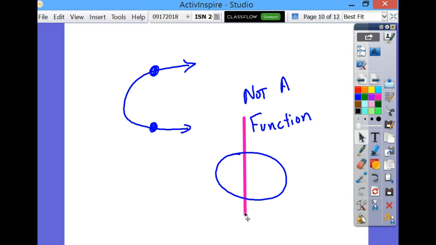Now we're going to come back to example number 6 tomorrow. Example number 6 is a little bit different. Instead of giving you the graph, you have to make the graph, and we'll do that tomorrow.